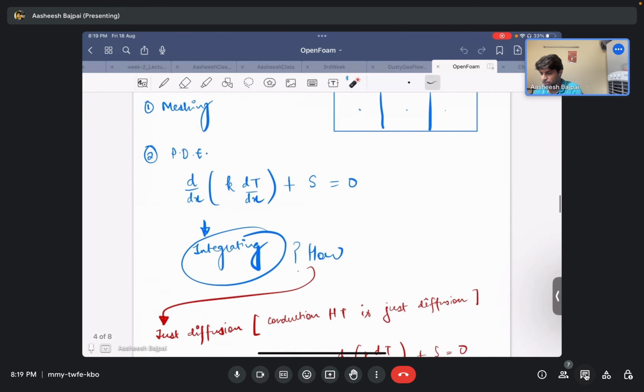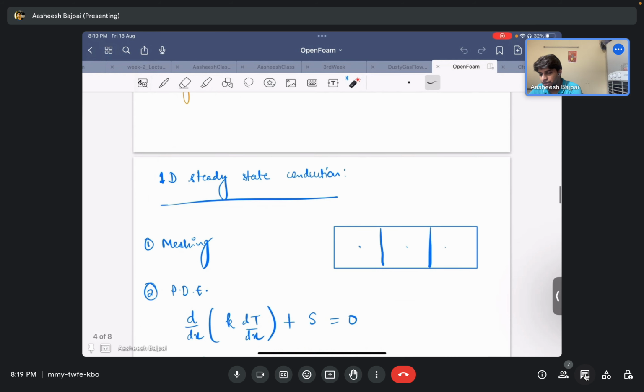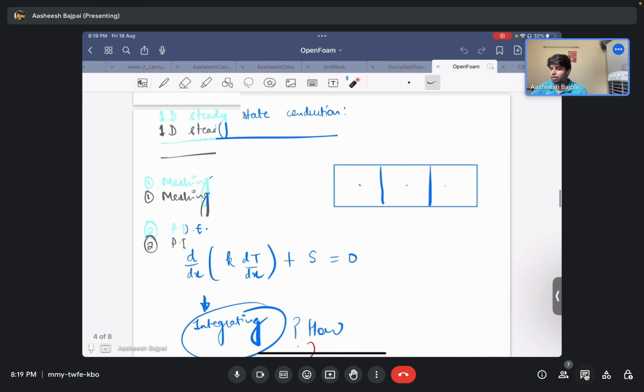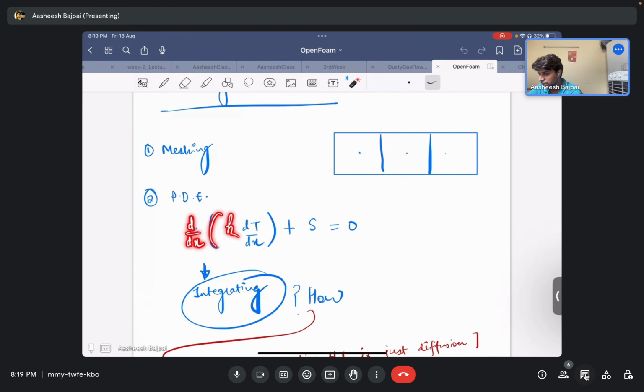Okay, so let's take an example in which a rod is there for the 1D steady state conduction equation. Suppose this is a 1D rod, and we are solving the conduction equation in this rod. We mesh it into three parts, and then we apply the partial differential equation. This is the partial differential equation: d over dx of k dT over dx.